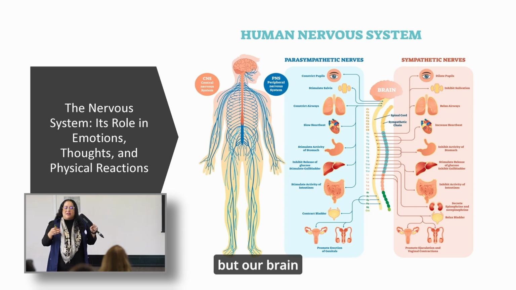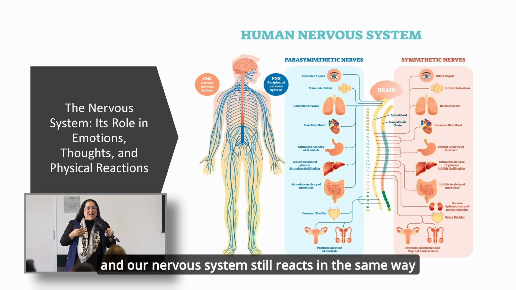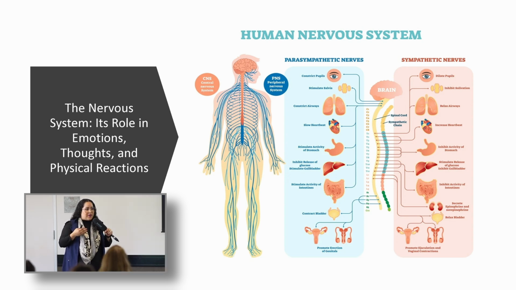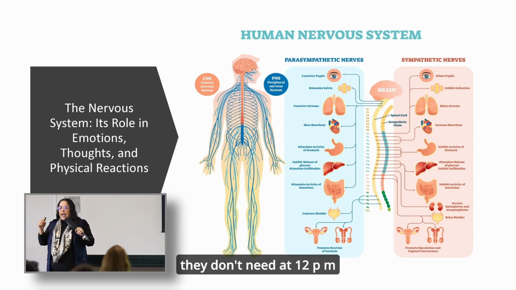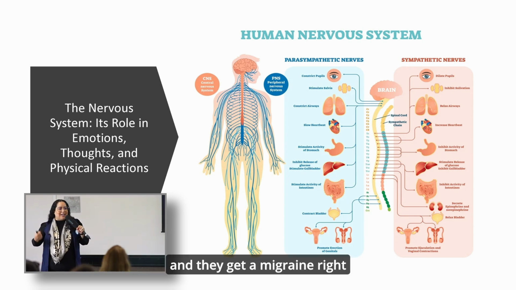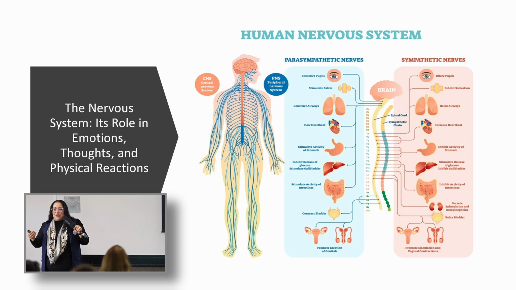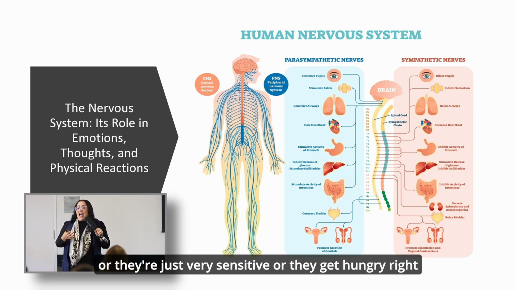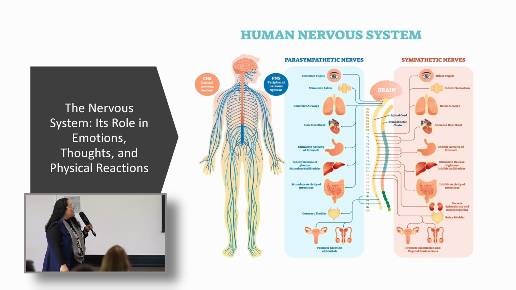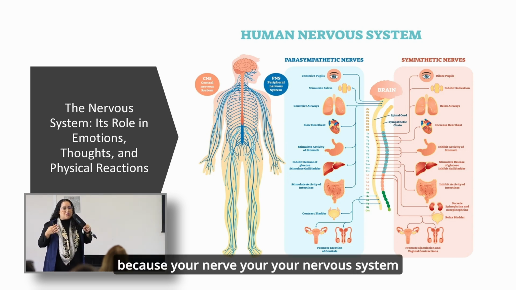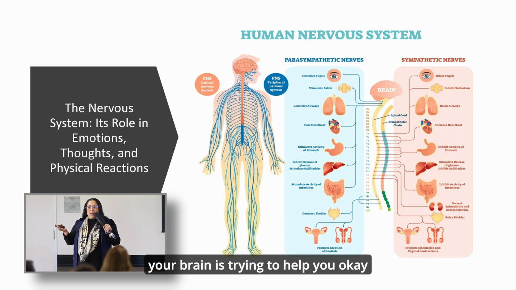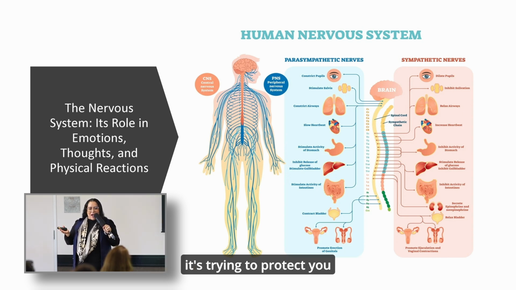But our brain and our nervous system still reacts in the same way, okay? And maybe you know people that, for example, don't eat at 12 p.m. and they get a migraine, right? Or they're just very sensitive, or they get hungry, right? It's because of that, okay? Because your nervous system, your brain, is trying to help you, okay? It's trying to protect you.